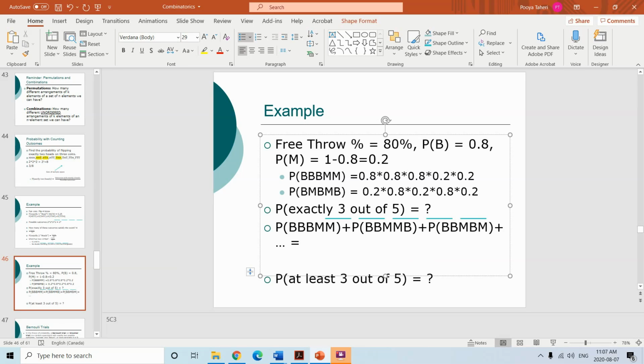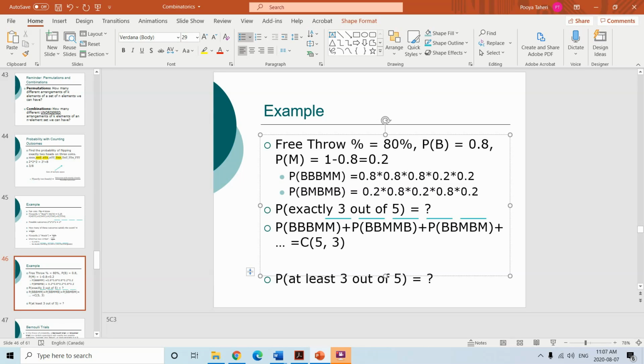So how can we do this? We want exactly 3 successful throws. So how many different ways can we select 3 out of 5 throws and place a successful throw in them? That's going to be a combination problem. We have 5 throws, and we want 3 of them to be successful.